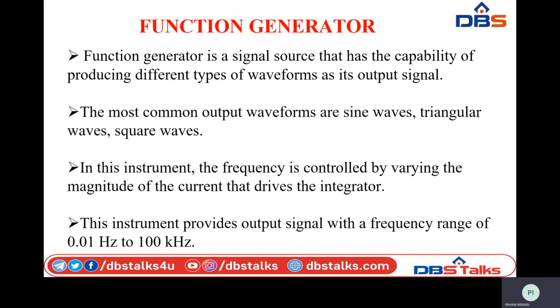In this instrument, the frequency is controlled by varying the magnitude of the current that drives the integrator. In the AF oscillator, we have seen that by varying the capacitance value, we are able to control the frequency. But here in the function generator, by controlling the magnitude of the current which drives the integrator, we can vary the frequency of the output signals. This instrument can provide output signals with frequencies from 0.01 Hz to 100 kilohertz, which is also in the range of audible frequencies.